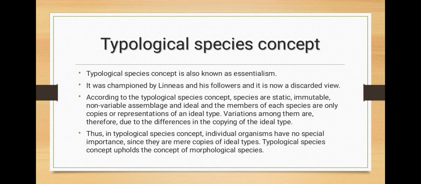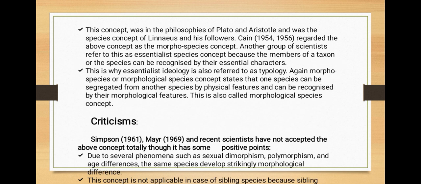The typological species concept upholds the concept of morphological species. This concept was in the philosophies of Plato and Aristotle and was the species concept of Linnaeus and his followers. In 1954 and 1956, the above concept was regarded as the morphospecies concept. Another group of scientists refer to this as the essential species concept because the members of a taxon or species can be recognized by their essential characters. This is why essentialist ideology is also referred to as typology.